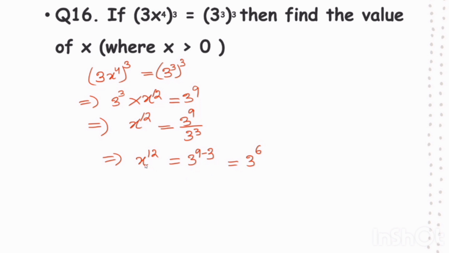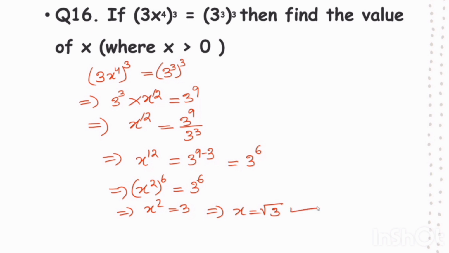Now we can convert this one, 3 raised to the power 12, as a power of 6. Here we can write it in this way, that's equal to 3 raised to the power 6. Here when both the exponents are the same, that means the base must be the same. x square equal to 3. When x square equal to 3, that means x equal to root 3, and this is the answer.